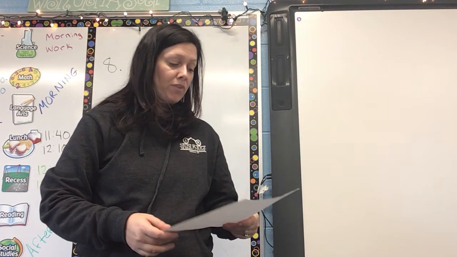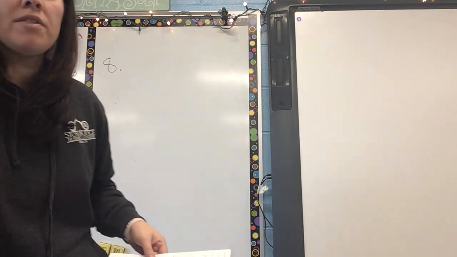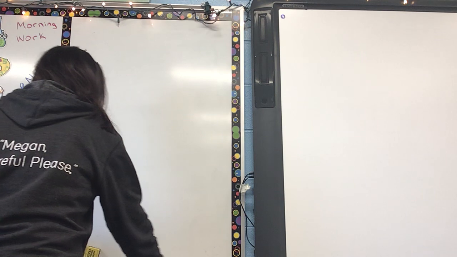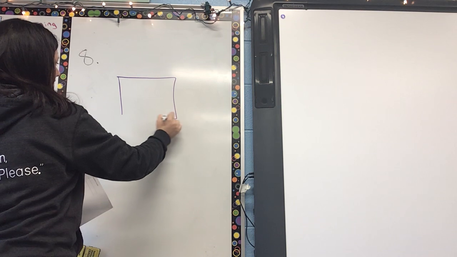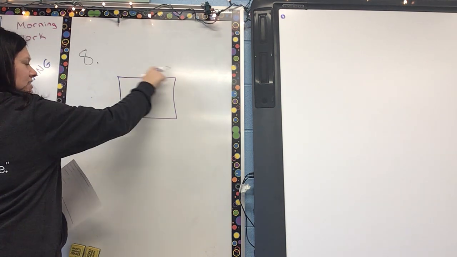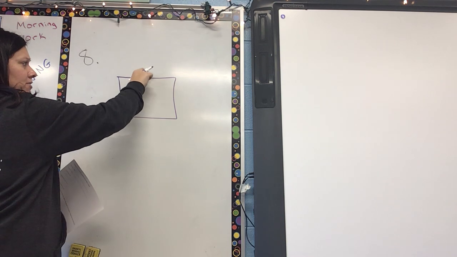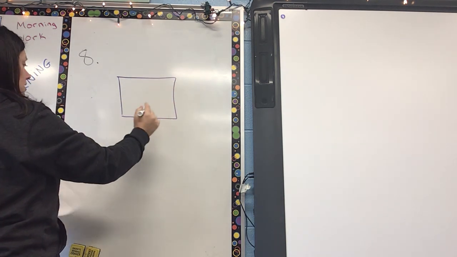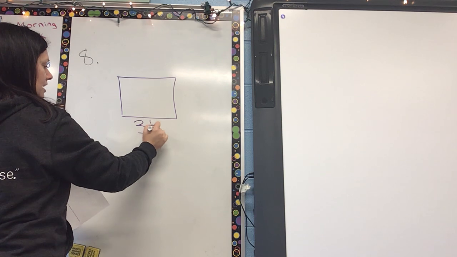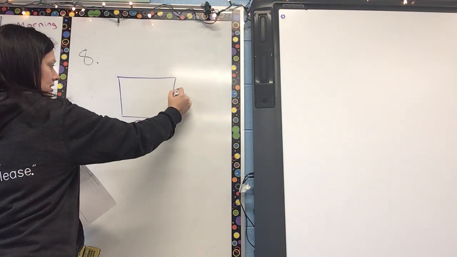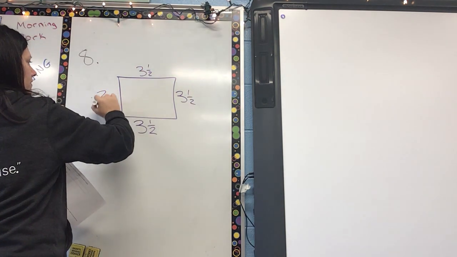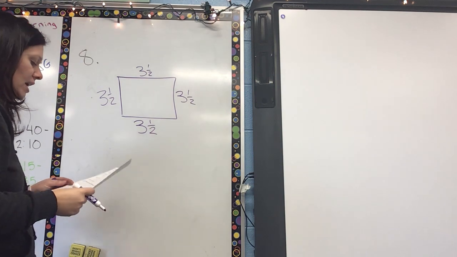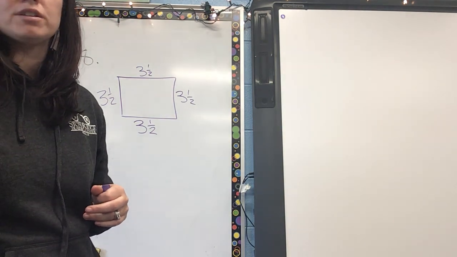it reads, a square has sides that are 3.5 inches long. So let's maybe draw that out to help ourselves. So there's a square. And a square, are all the sides different? No, all the sides are going to be what? The same. So this side is 3.5. What size is this one then? 3.5. What about this one? 3.5. What about this one? 3.5. Very nice. They want to know what the perimeter of the square is.